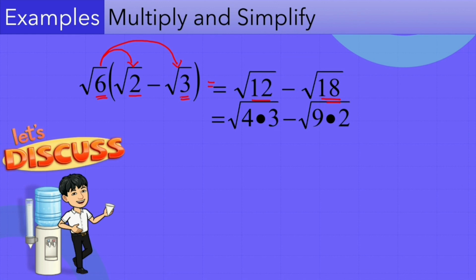Then, notice that square root of 4 is a perfect square, and also square root of 9 is a perfect square. So that means it has a square root. The answer here is 2 square root of 3 minus 3 square root of 2. Remember we can only combine similar radicals, but in this case they are different radicals. Therefore, this is now our final answer.